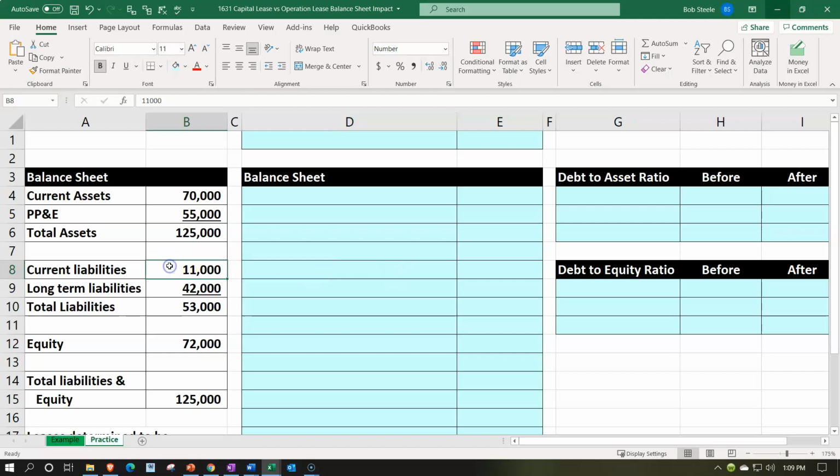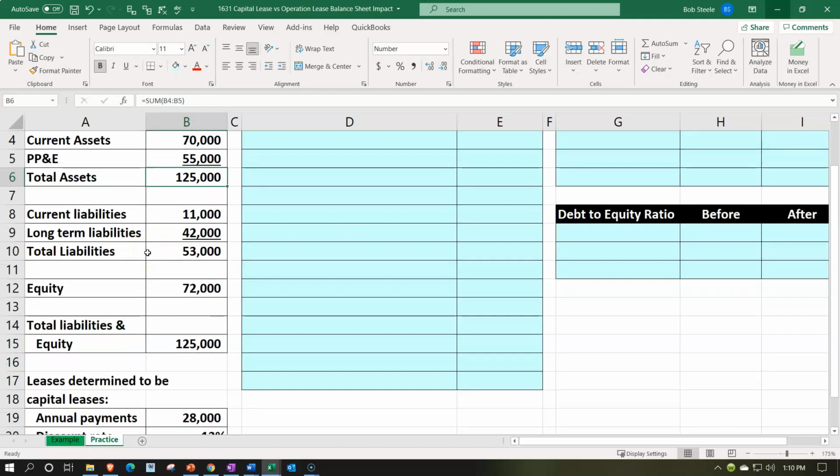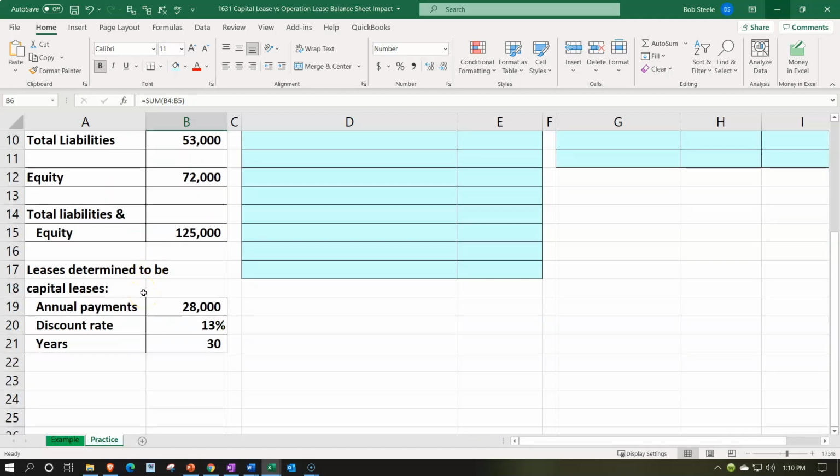So we have the balance sheet here, our starting point, a pretty straightforward balance sheet just to look at these differences. The current assets at $70,000, property, plant, and equipment at $55,000 for a total of $125,000. Current liabilities $11,000, long-term liabilities $42,000 for a total of $53,000. Equity at $72,000, liabilities and equity then at $125,000, which of course matches up to the assets at $125,000.